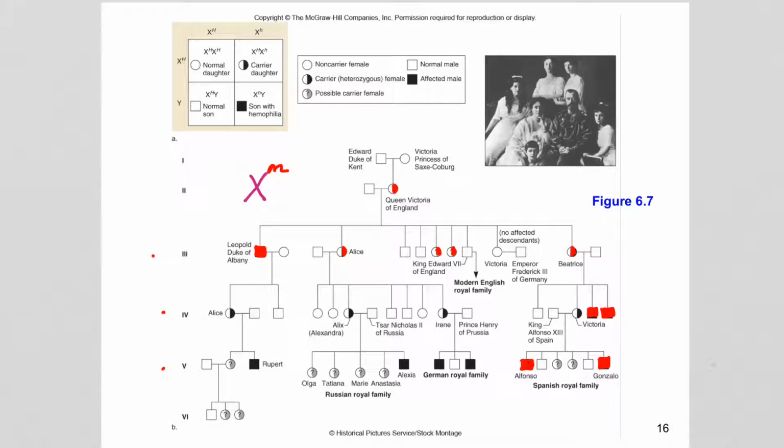So hemophilia was actually passed on between royal families, and that's because historically members of different royal families would marry one another. So we see hemophilia present in the Spanish royal family, German royal family, and the Russian royal family. And although it was present in the English royal family, historically, it no longer is.